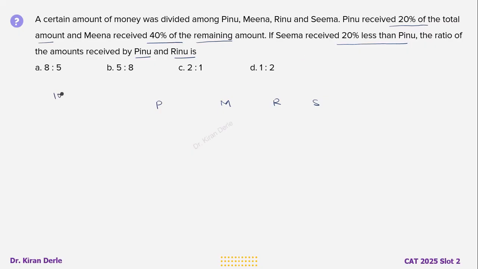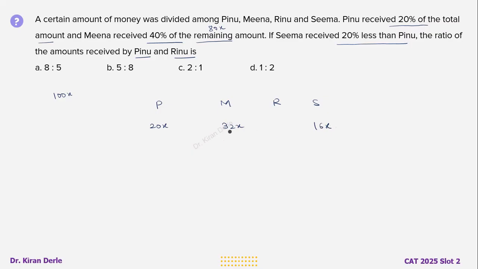Let's say the total is 100x. So P received 20% of this, 20x. And what is remaining? 80x. Now 40% of remaining is 40% of this, which is 32x. And one more piece of information is given to us. Seema received 20% less than Pinu. So what is 20% less than Pinu? 10% is 2x, 20% is 4x less than Pinu. So she had received 16x.